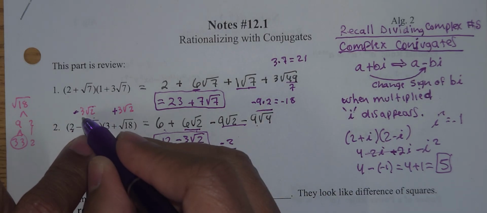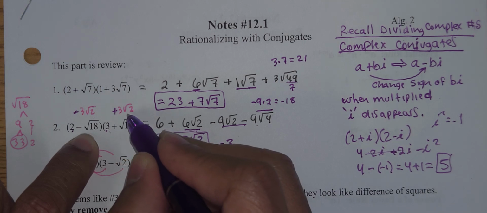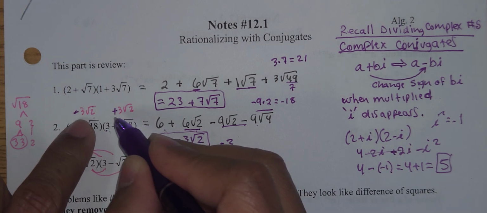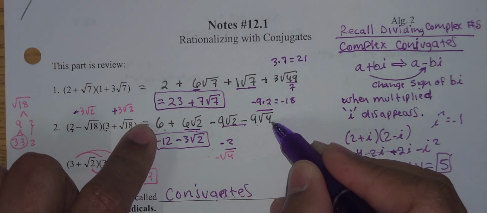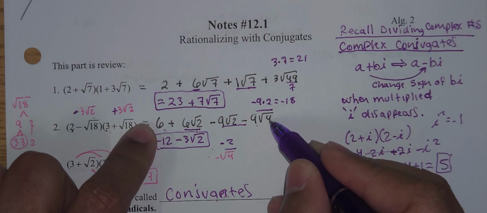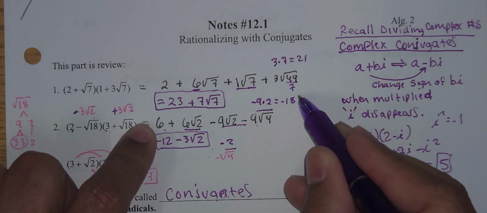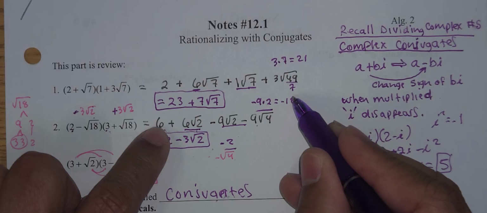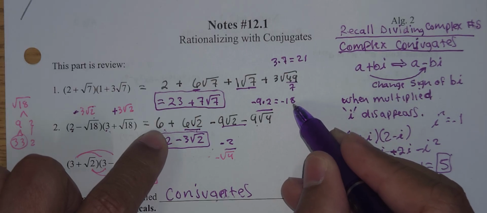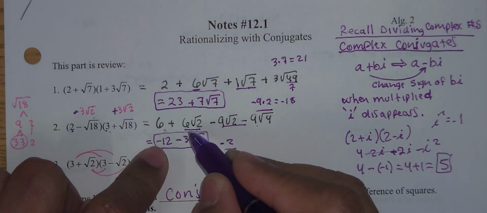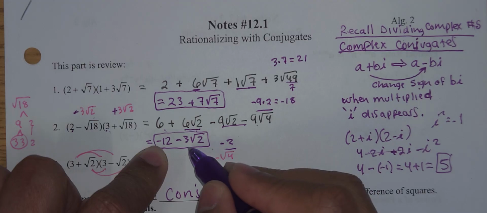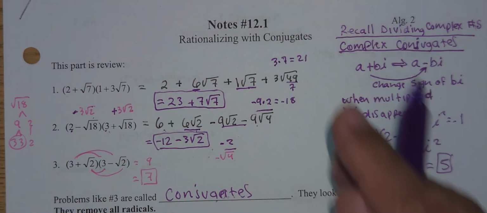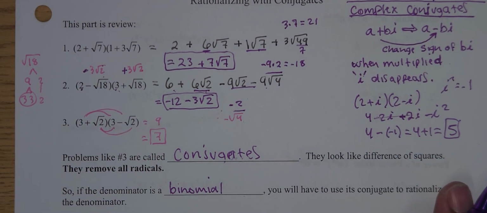When you multiply negative 3 square root of 2 times positive 3 square root of 2, you multiply negative 3 times 3, which is negative 9, and then square root of 2 times square root of 2, which is square root of 4. But square root of 4 is 2, which means you're multiplying negative 9 times 2, which gives you negative 18. Since we have negative 18 and positive 6, when we combine those two numbers, we end up with negative 12. And then when you combine 6 square root of 2 minus 9 square root of 2, you end up with negative 3 square root of 2. Okay, so this is a review from the previous two lessons.